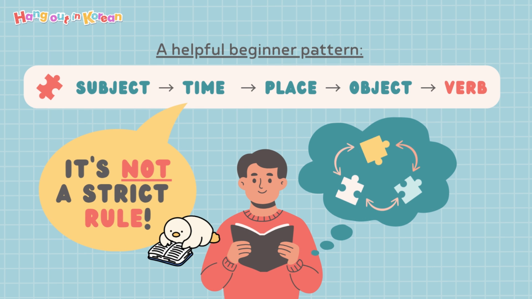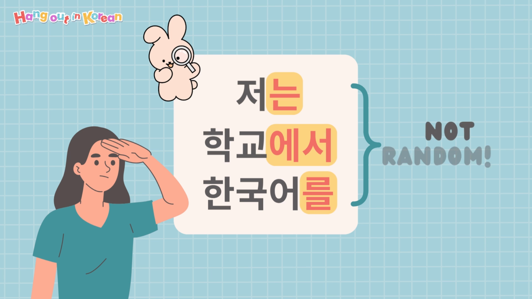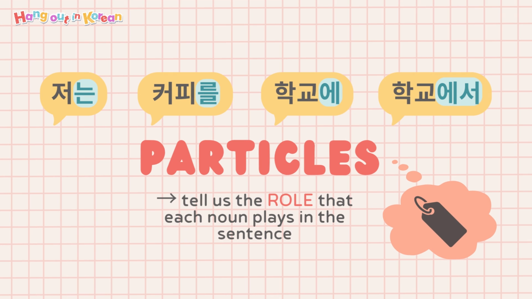If you've been looking closely at these examples, you may have noticed something else. Many Korean words have small endings attached to them. Those endings aren't random. They have an important job. Here's a quick note about particles. 저는, 커피를, 학교에, 학교에서. These small endings are called particles. Particles tell us the role that each noun plays in the sentence. Think of them as little labels attached to nouns.